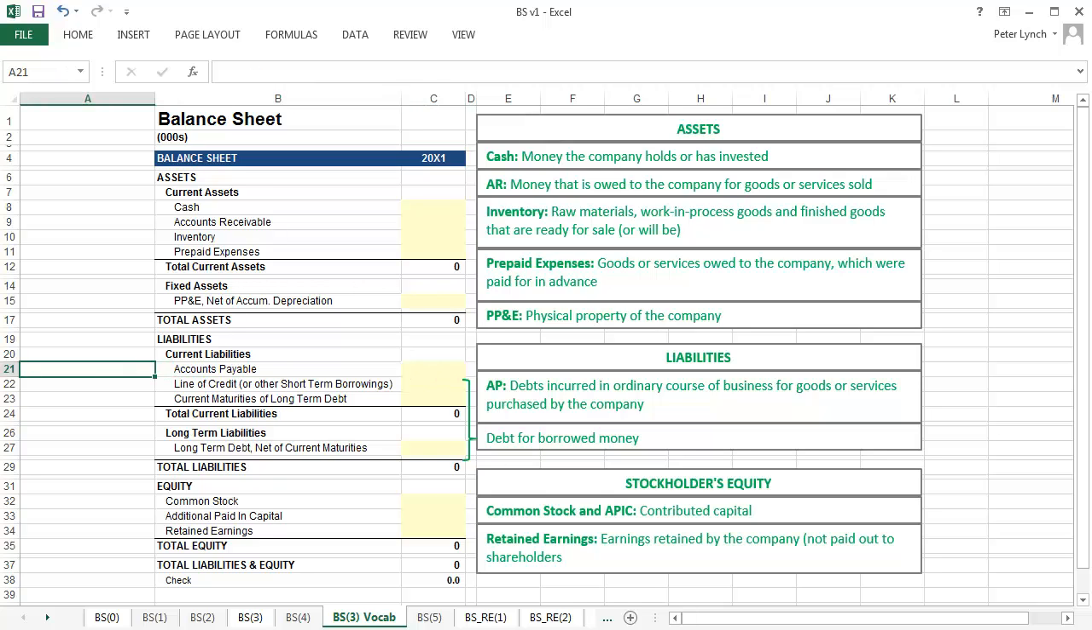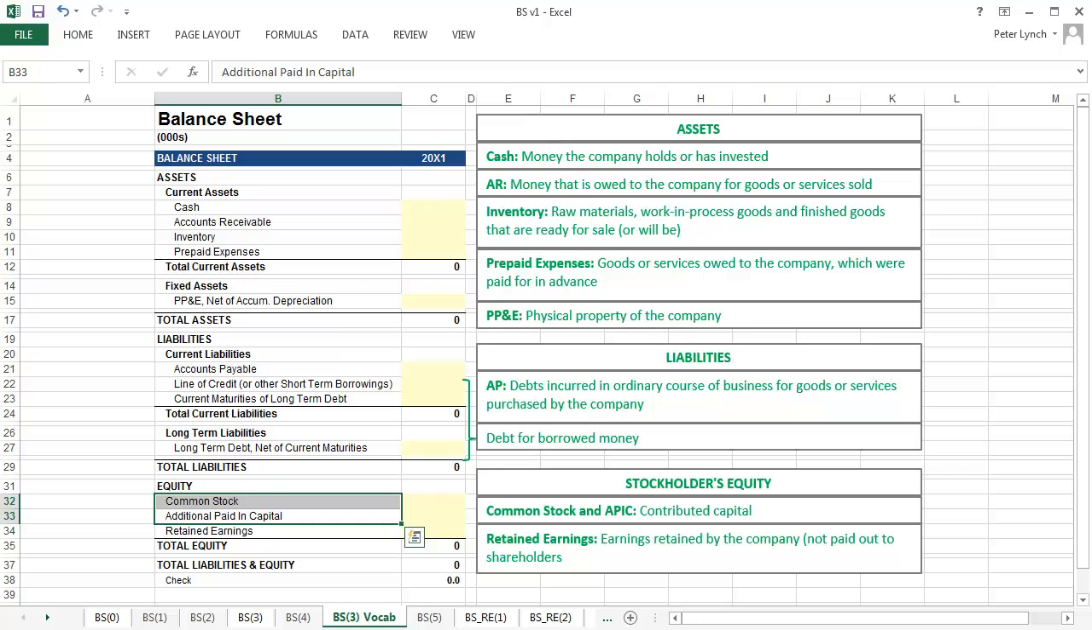The other item I wanted to talk about here is your equity account. On this tab, you have common stock, which is typically thought of as capital raised in formation of the company, additional paid-in capital, or APIC, which can be thought of as additional capital provided by investors. Both of these are considered contributed capital. The last equity account is retained earnings. As the name suggests, these are earnings retained by the company.